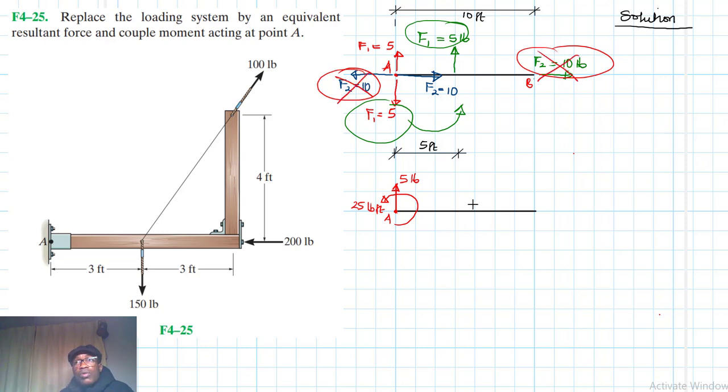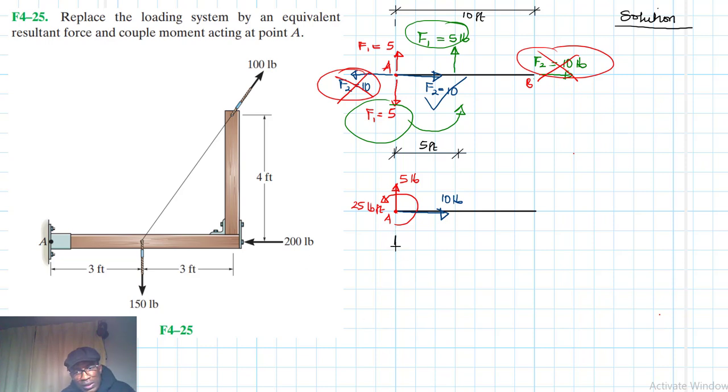Or you can also think of a force having that property of transmissibility along its line of action, right? So what we can just remain here with is just this particular force, this one here, right? And it's going in this direction like this. And this is equal to 10 pounds.